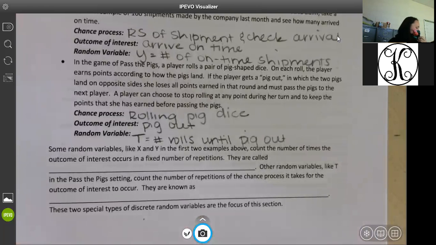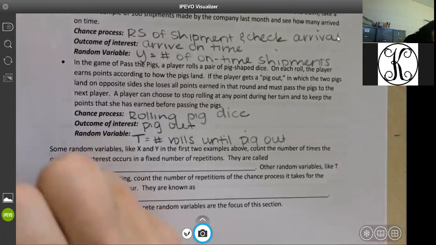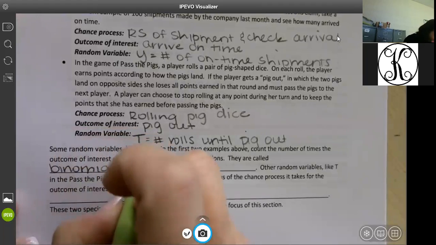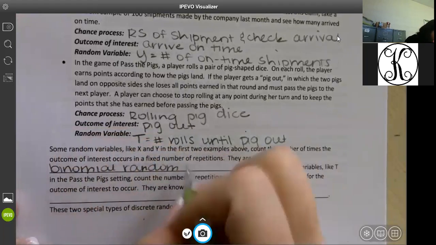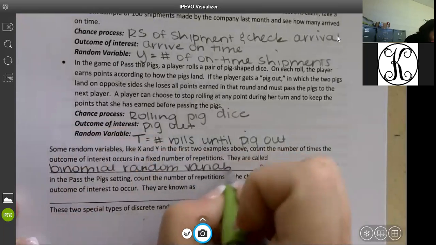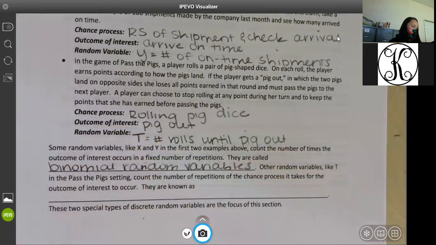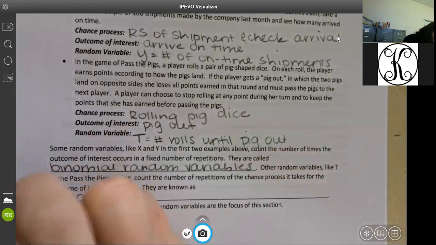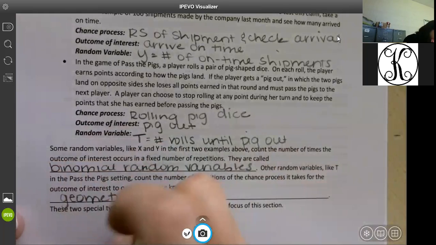All right, so some random variables like X and Y in the first two examples above count the number of times the outcome of interest occurs in a fixed number of repetitions. They are called binomial random variables. Other random variables like T in the Pass the Pigs setting count the number of repetitions of the chance process it takes for the outcome of interest to occur. They are known as geometric random variables.